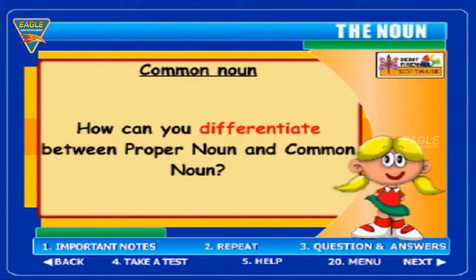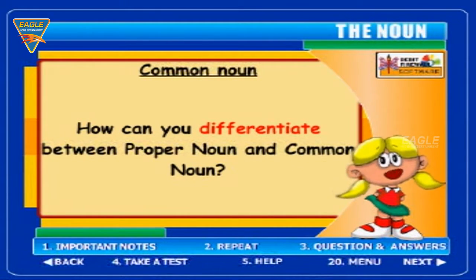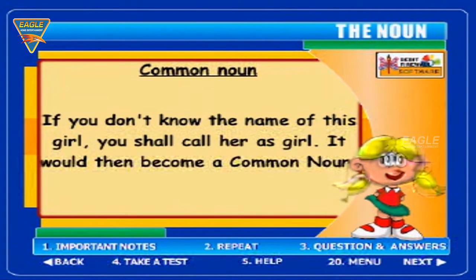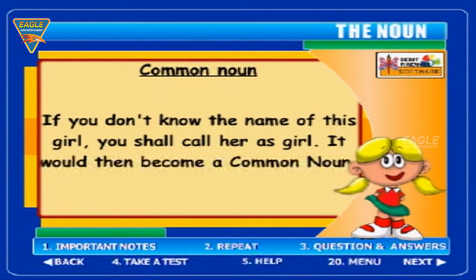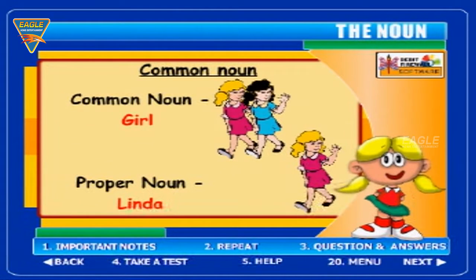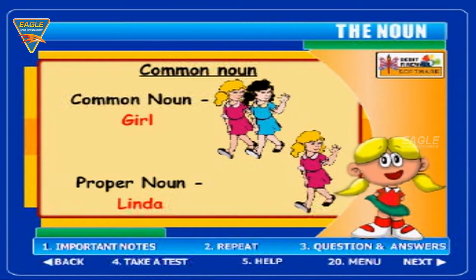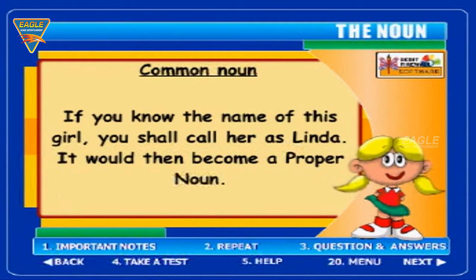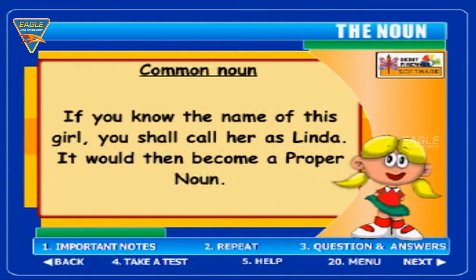How can you differentiate between proper noun and common noun? If you don't know the name of this girl, you shall call her as girl. It would then become a common noun. Common noun girl, proper noun Linda. If you know the name of this girl, you shall call her as Linda. It would then become a proper noun.